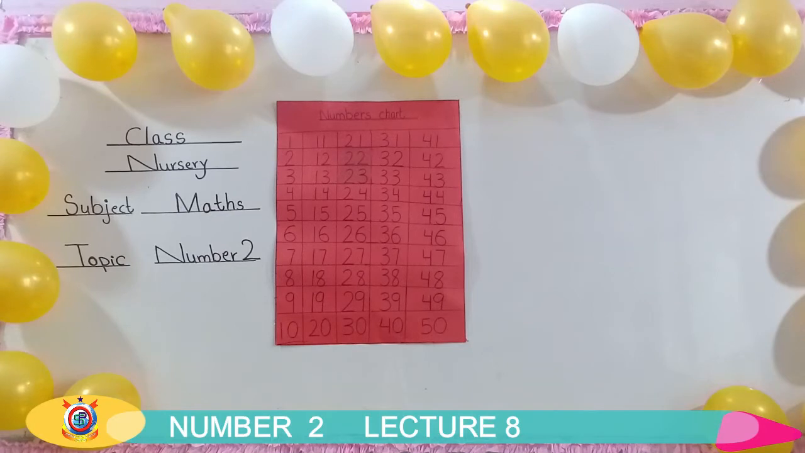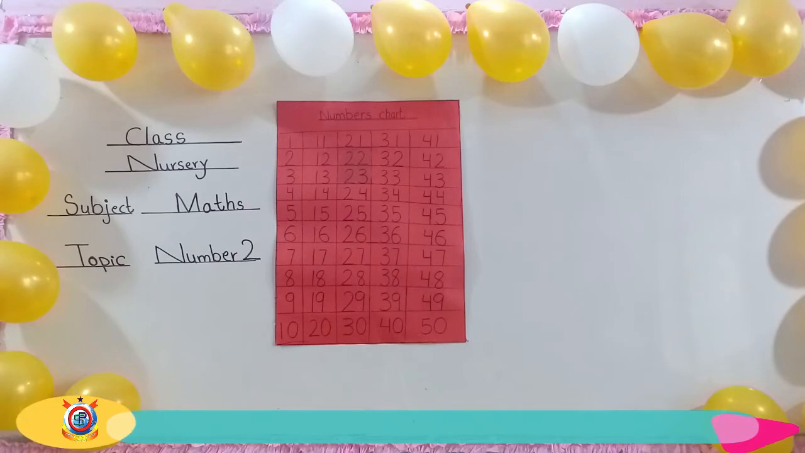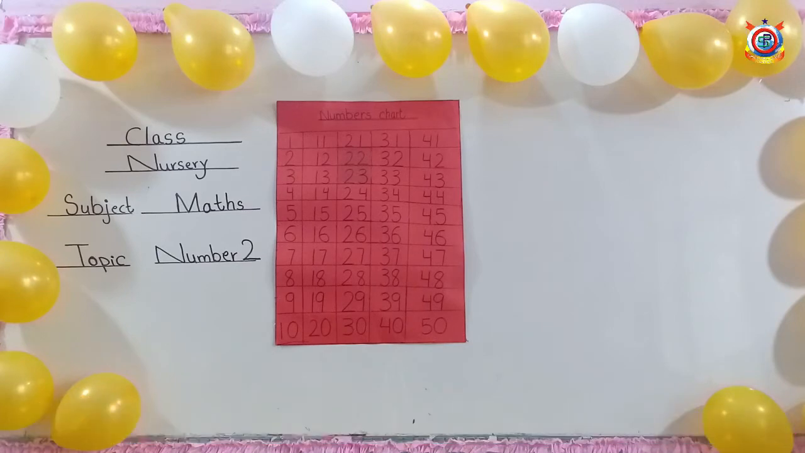This is your maths class. Now we will read numbers poem. 1, 2, how are you? 3, 4, wash the floor. 5, 6, touch your lips. 7, 8, open the gate. 9, 10, tiger in the den.